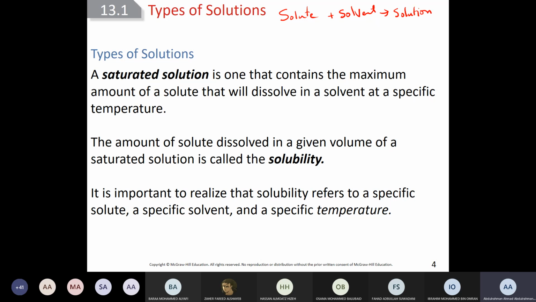I'm going to define certain things. First, I'm going to define what a saturated solution is. What's the meaning of saturated? Full. All right, مشبع, yes. Maybe مشبع is a better word than the other. All right, what do we mean by saturated solution?